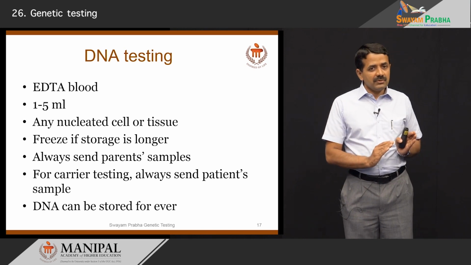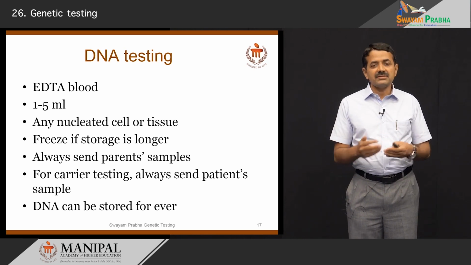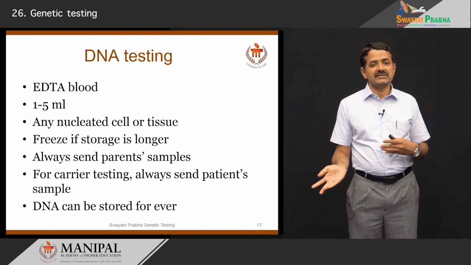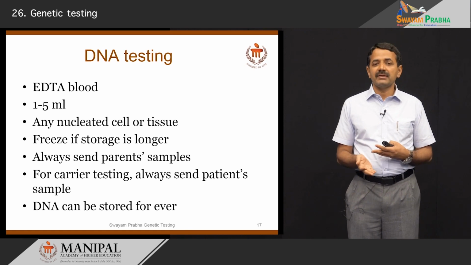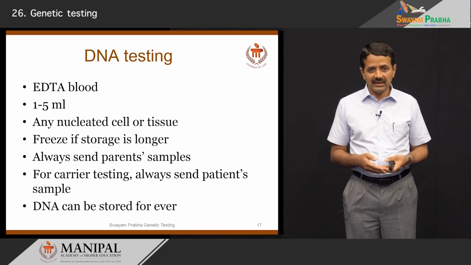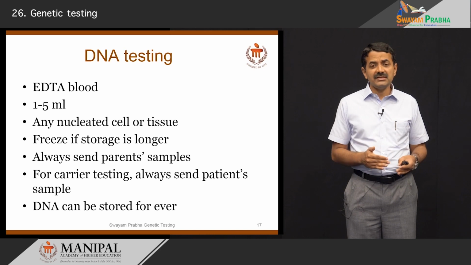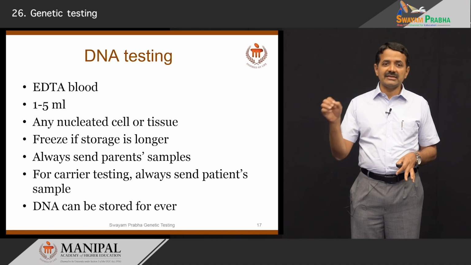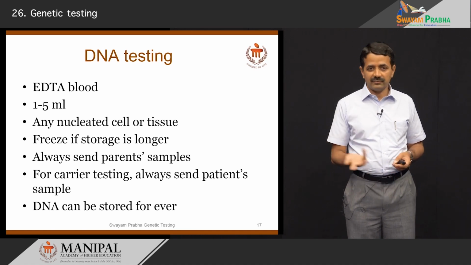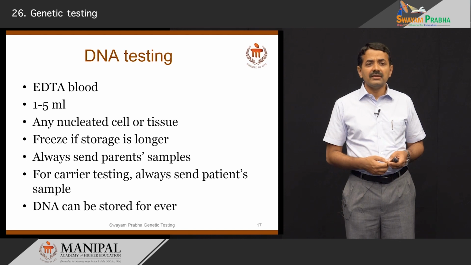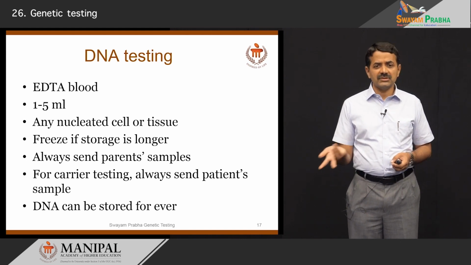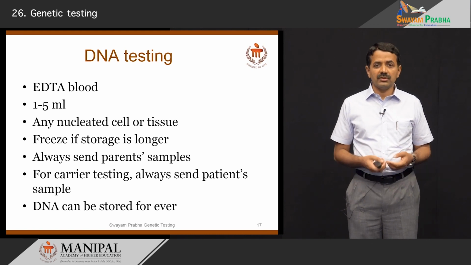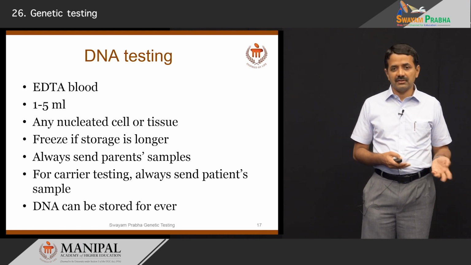I have touched upon karyotype, which is a test on an actively dividing cell. FISH can be done on an actively dividing cell as well as a dead cell. MLPA is done on DNA or dead cells. So, the mainstay of genetic testing is now testing the DNA, where we take an EDTA sample of blood, a drop or a few milliliters being sufficient, from any nucleated cell or tissue. Most easily accessible is a saliva or blood sample. You can store it if the transit time is longer or the testing is delayed.